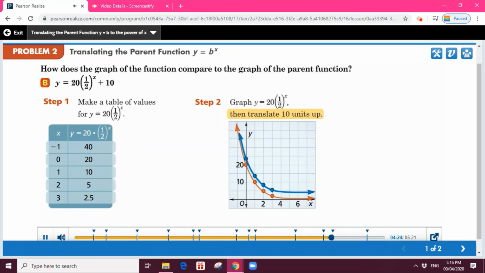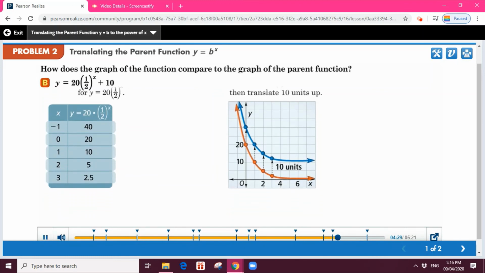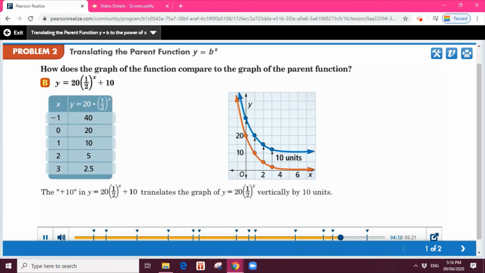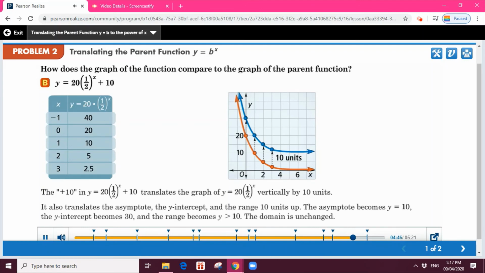Translate each point up 10 units. The plus 10 in y equals 20 times 1/2 to the x power plus 10 translates the graph of y equals 20 times 1/2 to the x power vertically by 10 units. It also translates the asymptote, the y-intercept, and the range 10 units up. The asymptote becomes y equals 10, the y-intercept becomes 30, and the range becomes all real numbers greater than 10. The domain is unchanged.